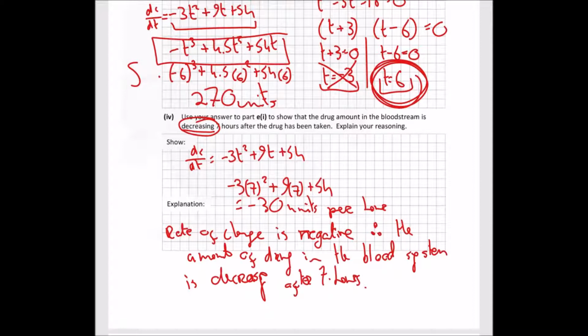Okay, and that kind of makes sense, right? You take a tablet, it takes a while for it to kick in, the amount of drug in your blood system would increase, and then after a while it would start decreasing again. I mean, the drug would leave your system. Okay, thanks.